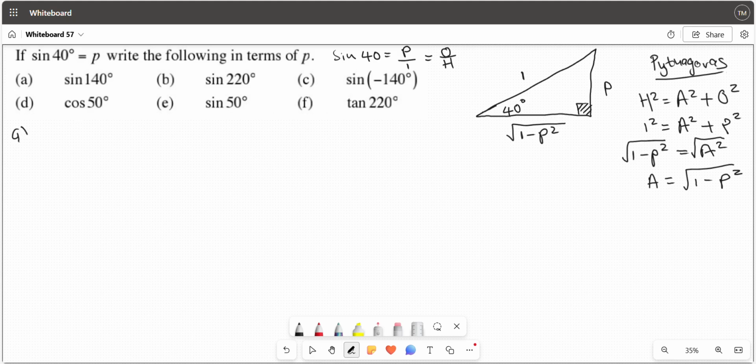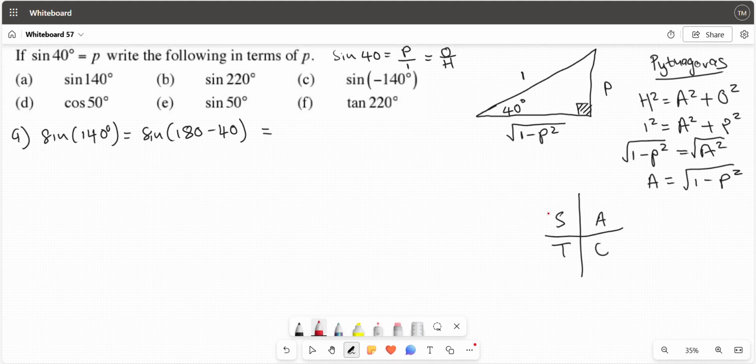So let's start with A. A says, what is sine 140 as a ratio? Sine 140, I could just reduce that guy as being sine 180 minus 40. And for this, I do need my CAST diagram. So there's my CAST.